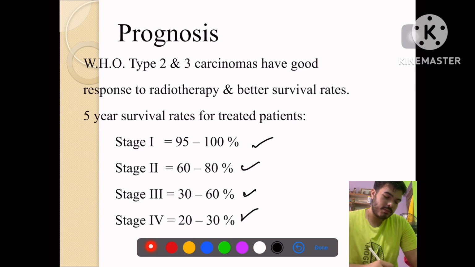So nasopharyngectomy and cryosurgery are for residual or recurrent tumor. If it's a recurrent tumor, then you have to go for chemo and you have to go for surgery. And palliative debulking for T4 tumor, radical neck dissection for radioresistant lymph node metastasis.